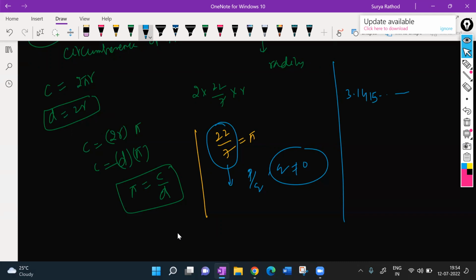Okay, so this is how approximately you get the pi value. Let me write here. Pi value as what?